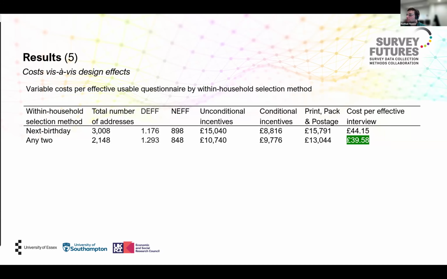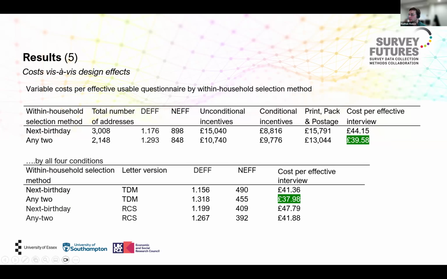But nevertheless, there were still sufficient savings for NE2 to make it a notably cheaper method. We saved a lot on unconditional incentives and then also a little bit on postage. So overall, the NE2 group was around £4.50 cheaper per effective complete or partial interview.